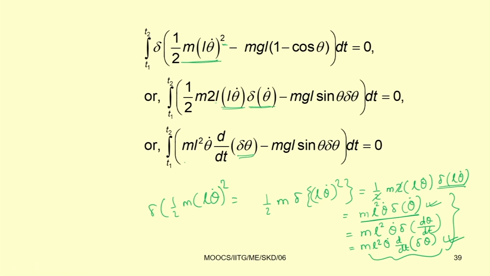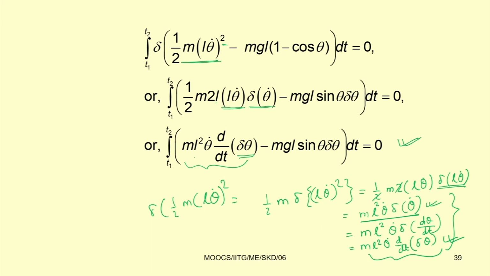This is only the tricky part of this derivation, otherwise you can follow the standard procedure of differentiation and integration. Then this part is minus mgl, from the potential energy, differentiating this thing. Del of mgl equals 0, then minus minus plus, so this becomes mgl cos theta. Del of mgl cos theta gives rise to minus mgl sin theta delta theta dt.